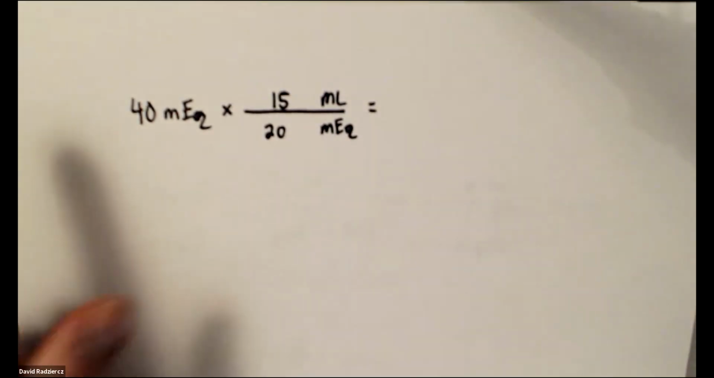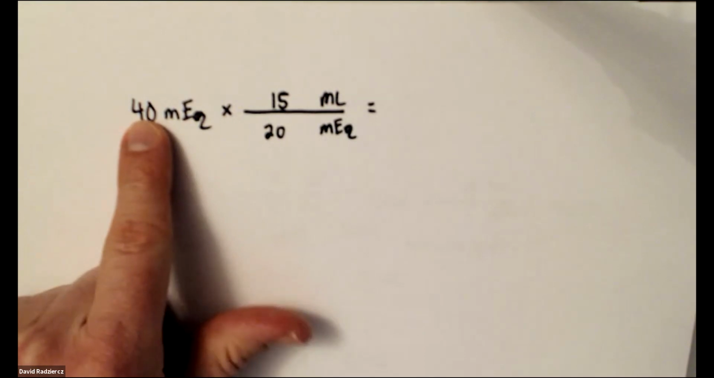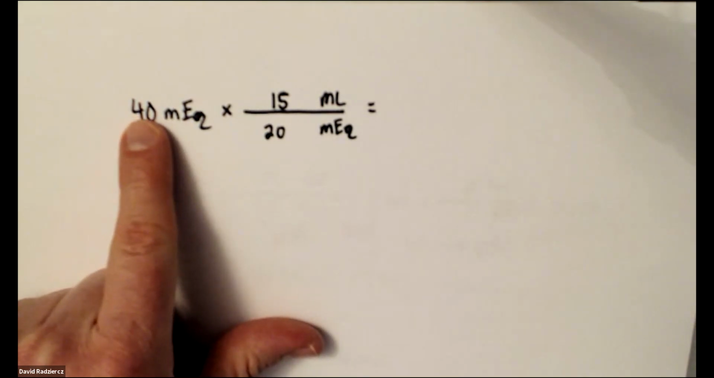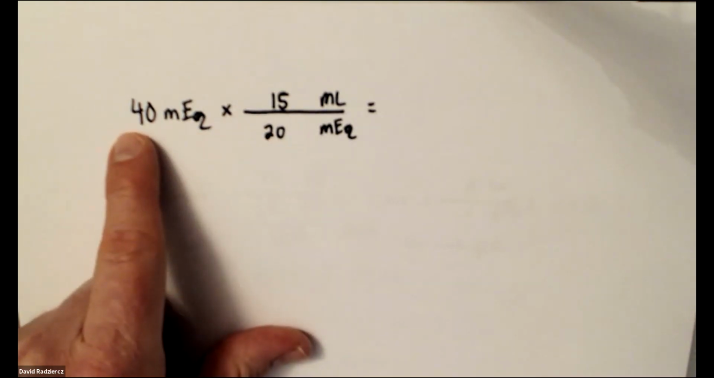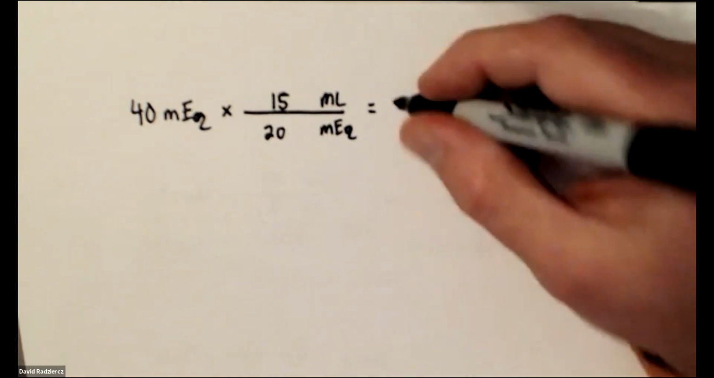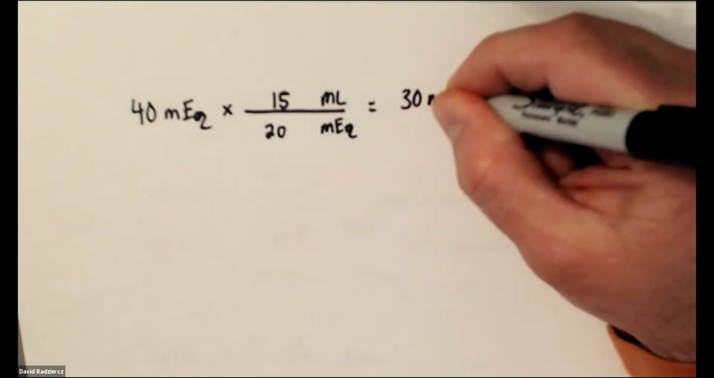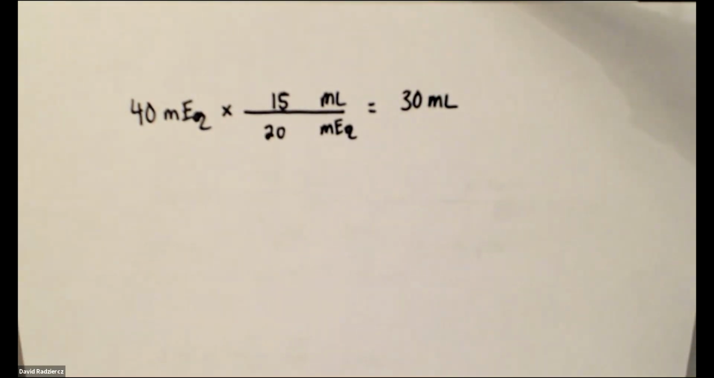And then what you can do is there's 1 of 2 ways, since this was asked. You can multiply across the top and then divide by the bottom, or 20 goes into 40 two times, 2 times 15 gives you 30 milliliters. Okay. So, like I said, there's no one way to do this.